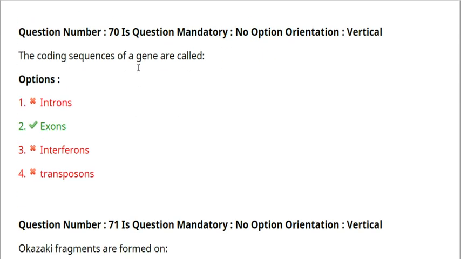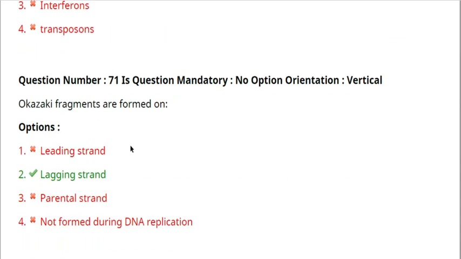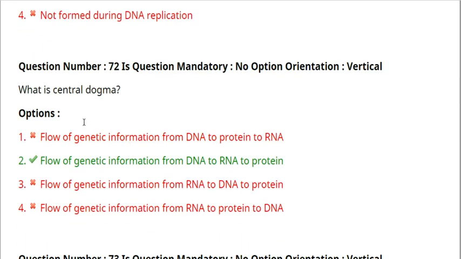Next, the coding sequence of the gene is called exon, whereas the non-coding sequence of a gene is called intron, and your transposons are called jumping elements or selfish genes. Okazaki fragments are formed on the lagging strand of DNA. What is the central dogma? So flow of genetic material from DNA to RNA, RNA to protein.